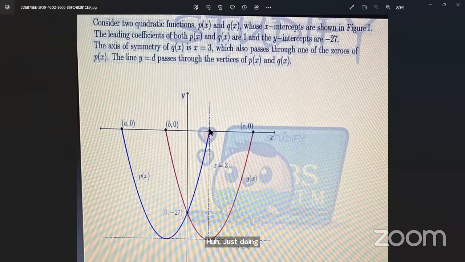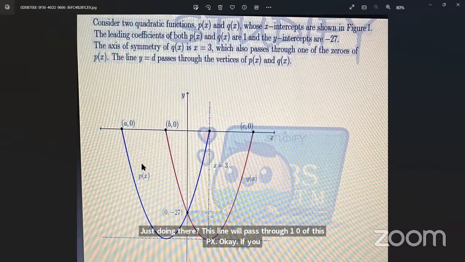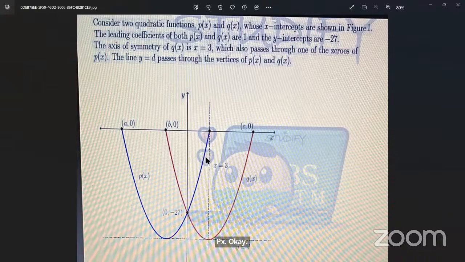It is showing that this line will pass through (1, 0) of this p(x). Okay, it means that at one root of this p(x), the line will pass. The line x equals 3 is passing. It means that at x equals 3, the one root of p(x) is x equals 3. Okay. Yes.